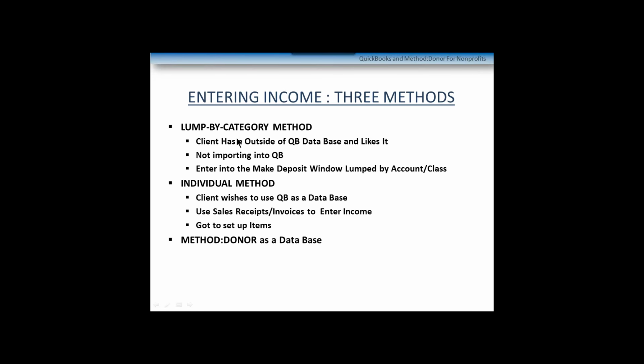But anyway, there's kind of three ways of entering income. One of them is called the lump by category method, and one of them is called the individual method. We'll get to Method Donor in a minute. So you pick which method you want, lump by category or individual, depending upon whether the client has an outside of QuickBooks database and likes it. If the client has an outside database, like Salesforce, Donor Perfect, GiftWorks, whatever it is, then they're entering the donations there individually. No need to enter them individually in QuickBooks over again.